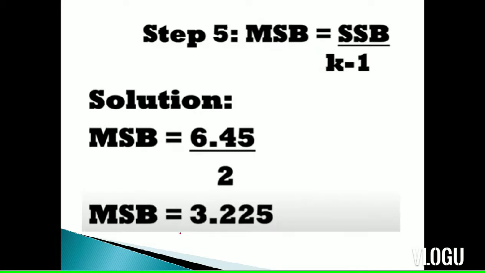So step 5, MSB equals SSB over K minus 1. So na naman tayo nakuha nga SSB. Tapos ang K nato kay 3 minus 1 equals 2. So compute using your calculator, we have 3.225.